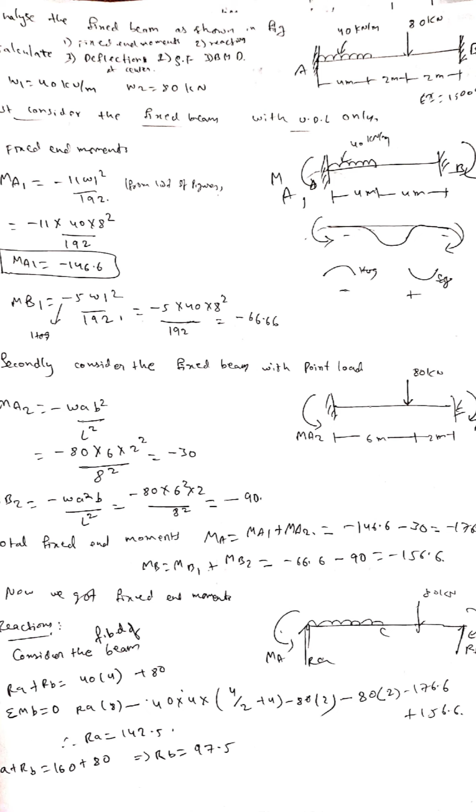Now we need to calculate the reactions. Remove the fixed supports and put the simple supports and calculate RA, RB using sigma Fy equal to 0 and sigma moment about B equal to 0. So you will get RB as 97.5 and RA as 142.5.